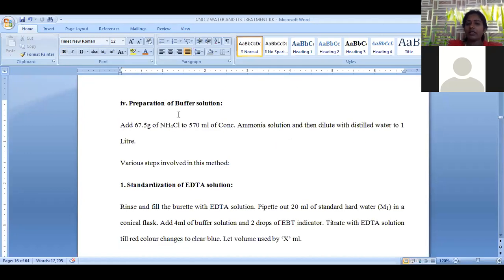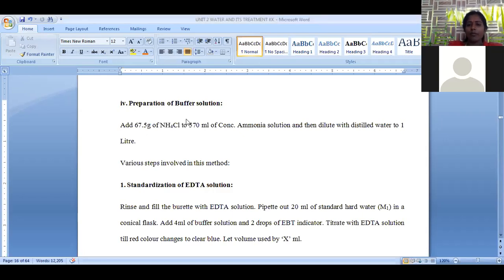In order to prepare the buffer solution, buffer is very important in this estimation of hardness because pH should be maintained at 9 to 10. In order to maintain that, an ammonium chloride and ammonia mixture is required. That mixture is prepared by taking 67.5 grams of ammonium chloride, 750 ml of ammonia solution, and finally adding distilled water and making up to 1 liter. So this is about the preparation of buffer solution.